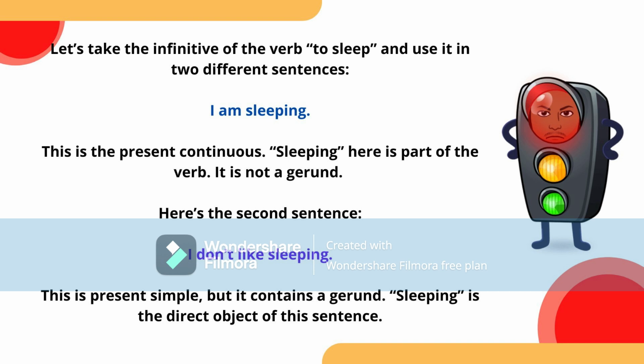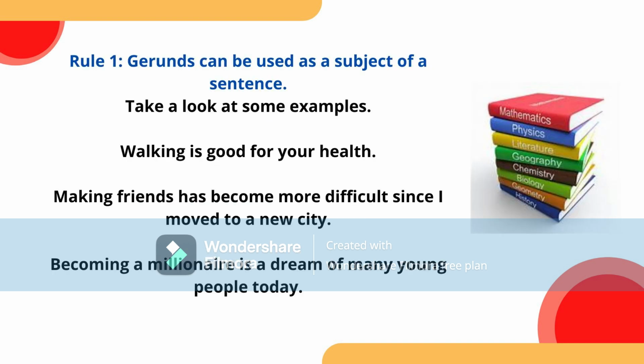Now that you know these overall items, let's introduce the rules that will help you to use the gerund properly. The first rule: gerunds can be used as a subject of a sentence. Take a look at some examples.